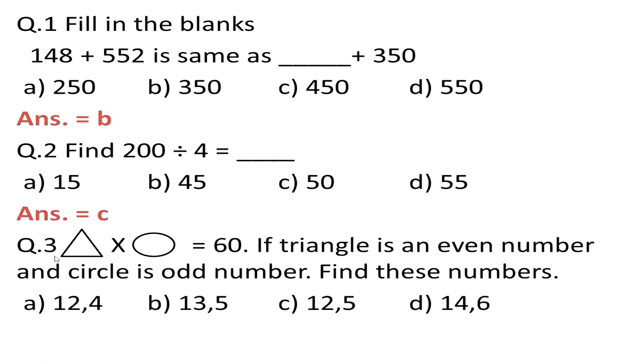Now question number 3. Here there is a symbol of triangle, multiplication, and again a circle, equal to 60. Now what is the condition given here? If the triangle is an even number and the circle is an odd number, then find these numbers, meaning what is the value for triangle and what is the value for circle. But the main condition is that there is one even number and one odd number. Now if we see these four options, then we can easily get the correct answer, that is option number C. 12 into 5 is equal to 60.